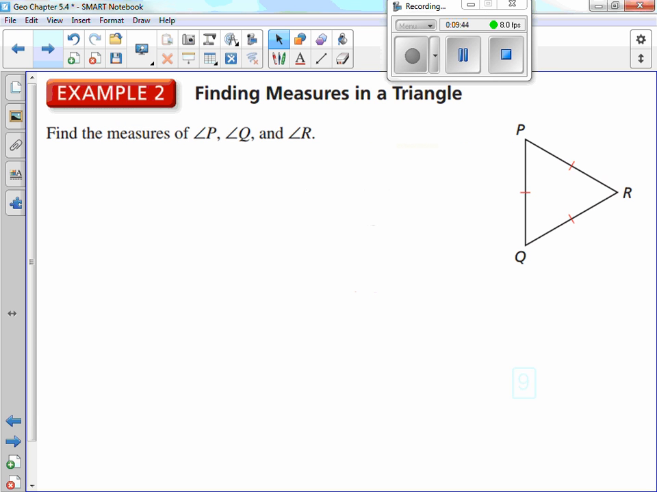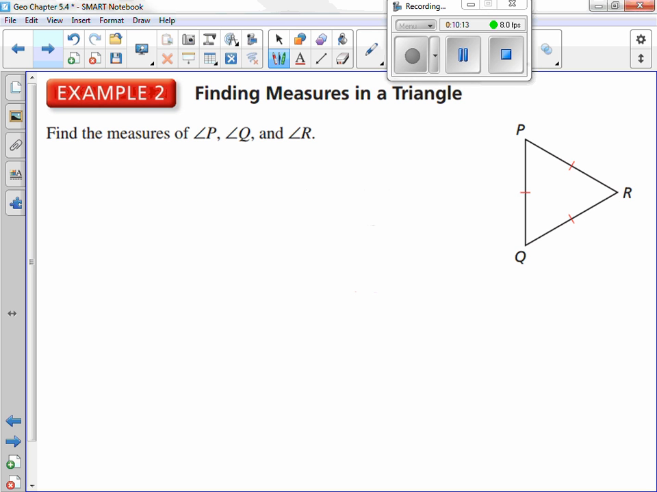So let's look at this here. So this first one here, find the measure of angle P, Q, and R. Well, what do we know about this triangle? What do I know about the side lengths? They're all the same, so it means that it's equilateral. If a triangle is equilateral, it also means that it's equiangular, yes? Equilateral and equiangular will always go together.